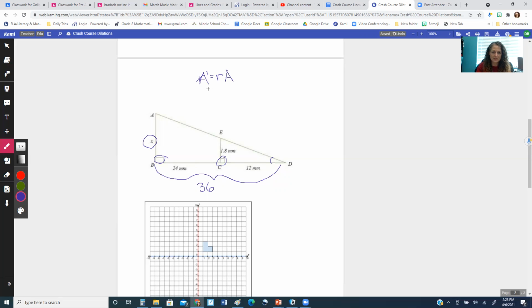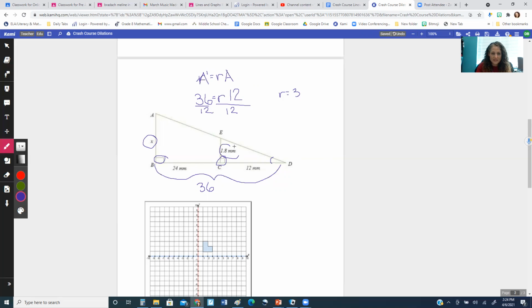But in this case, A prime is 36. We've got this whole long triangle. This triangle is dilated out to this one. So 36 equals r times A, which is 12, this side. I'm just using arbitrary letters here. So take this side, dilate it out to get this triangle, and we get this. So I'm going to divide by 12, and we get r equals 3.